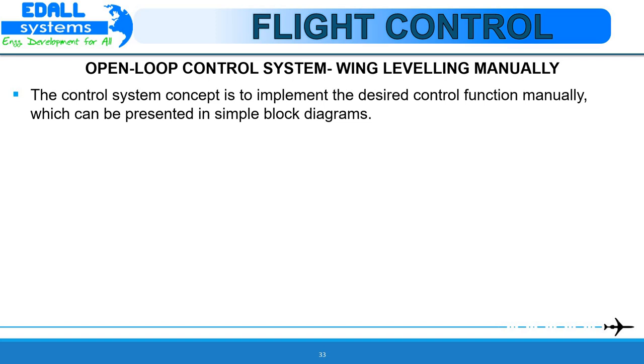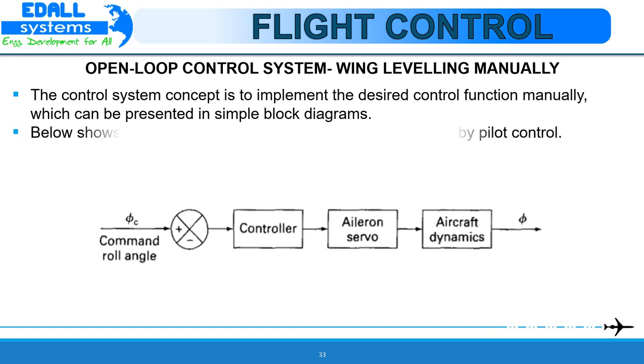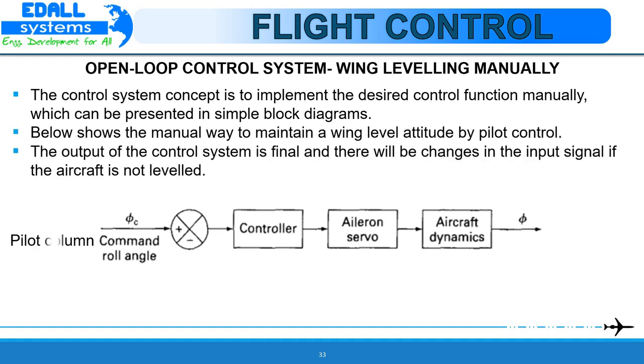The control system concept is to implement the desired control function manually, which can be presented in the simple block diagram shown here. This shows the manual way to maintain a wing level attitude by the pilot control. When the pilot column is moved, the command of roll angle is entered into the controller, which in turn commands the ailerons of the aircraft to roll to the right or left. Hence, the pilot uses the pilot column to adjust the aileron servos to roll the aircraft.